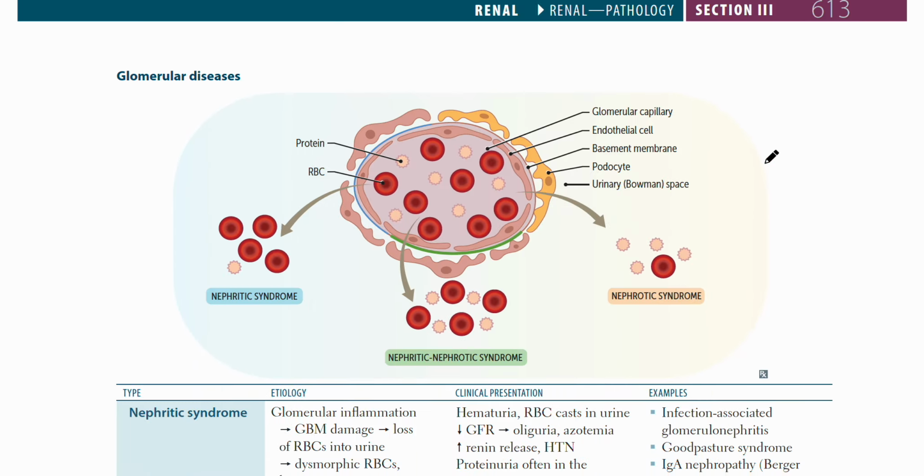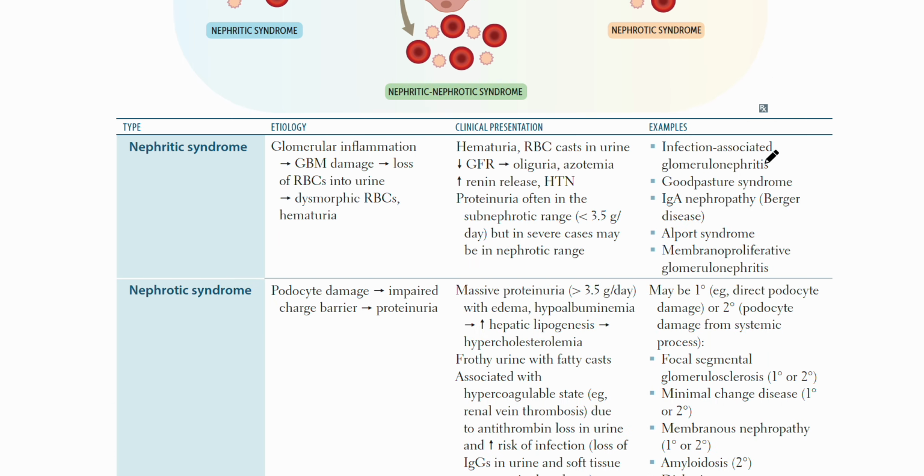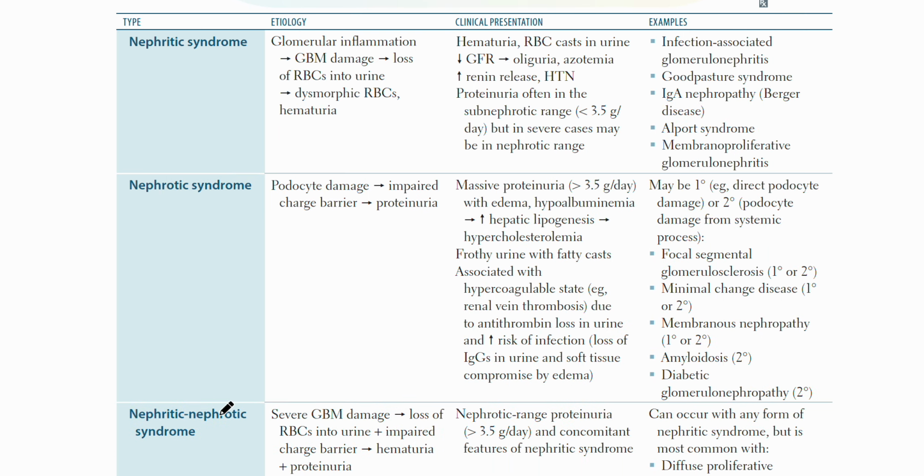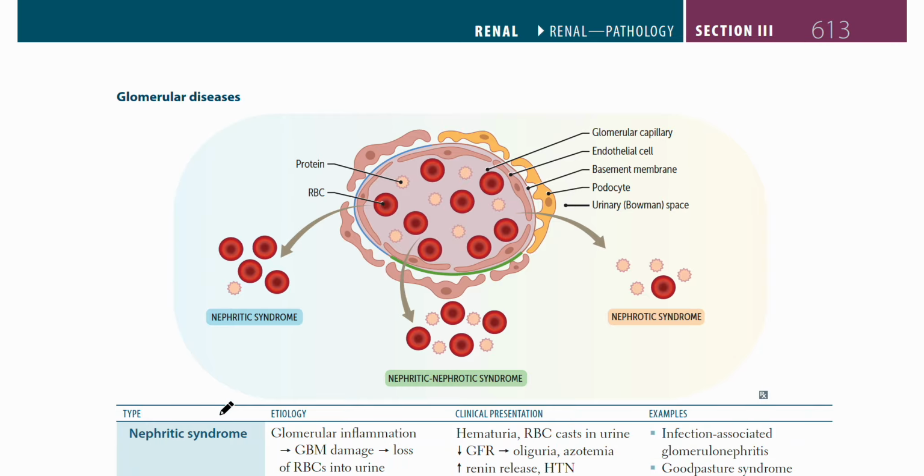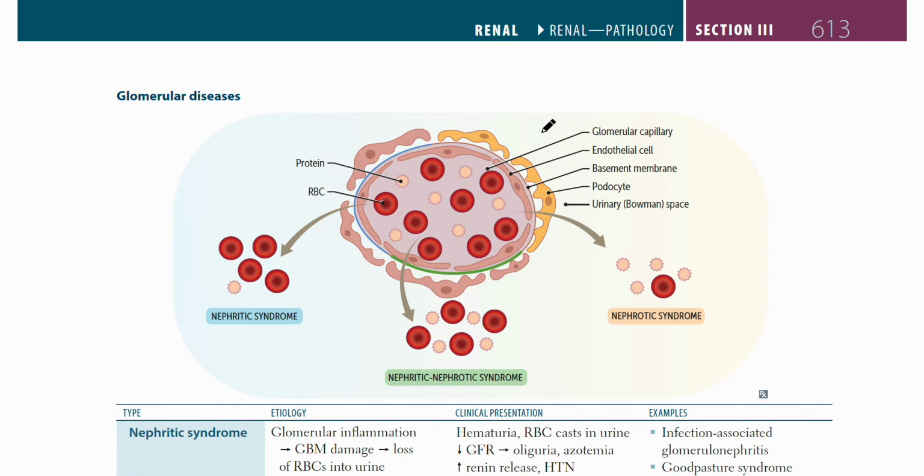Now let's begin glomerular diseases, where we talk about nephritic syndrome and nephrotic syndrome. Okay, so for glomerular diseases, right here you can see the figure. This is the glomerular capillary, and this is the endothelial cell, this is normal physiology, and then this is the basement membrane right here, and this is the podocyte. Podocytes are finger-like projections of cells, and they form fenestrations here, and that is where the filtration occurs. And this is the urinary Bowman space.